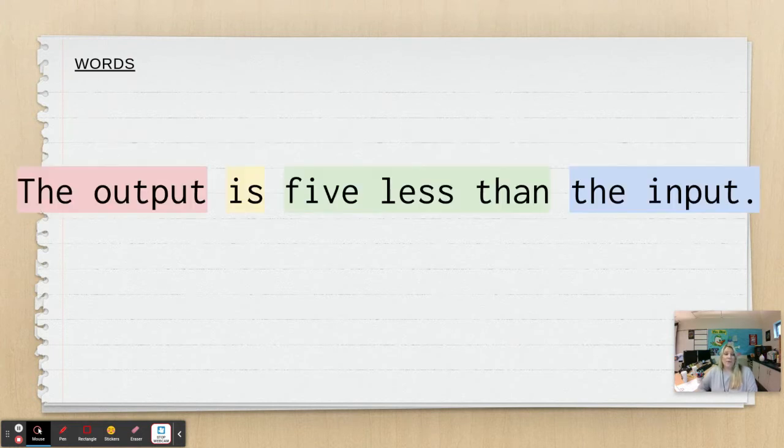Let's think about the output. What is the output? The output is our Y value. I'm going to write Y. So the output is Y value. Is always going to mean equals. 5 less than, well, when we think of less and we're thinking of operations, we're going to think of minus. So we're going to think of -5 for 5 less than. And then the input is X.